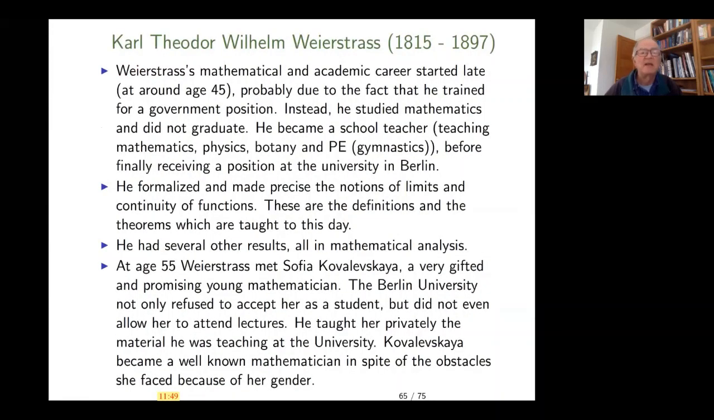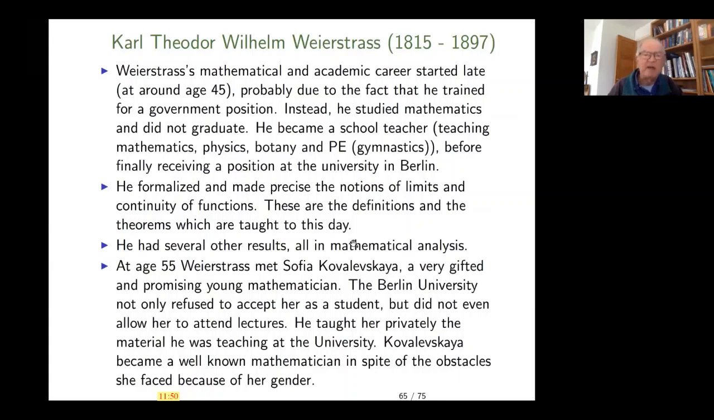This mathematician, Karl Theodor Wilhelm Weierstrass, a German mathematician from the 19th century, started his academic career slowly, training for a government position first. Then he became a school teacher, and he taught mathematics, physics, botany, and PE, gymnastics. And finally, after he proved himself in mathematics, he received a position at the university in Berlin.